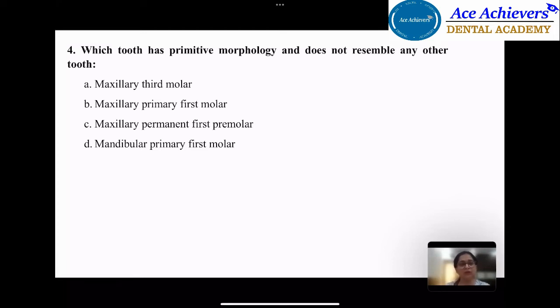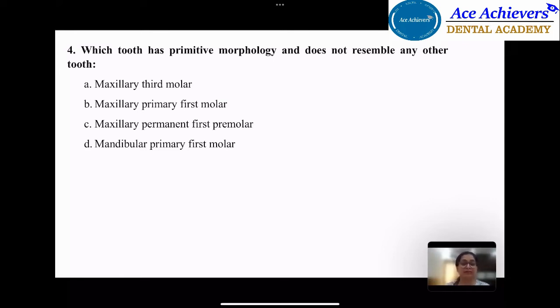So here, if you see the options, the tooth having primitive morphology and not resembling any other tooth: the options are maxillary third molar. Maxillary third molar may or may not resemble the maxillary molars. Then maxillary primary first molar, maxillary permanent first molar, and the third option is mandibular primary first molar.